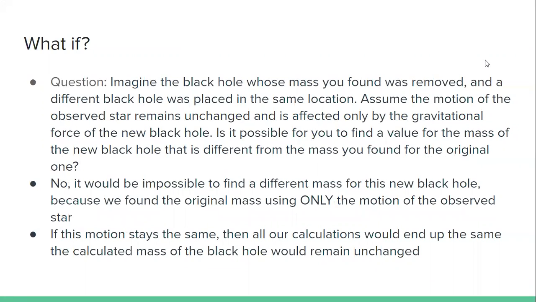For the "what if" question for this lab, it was asking if the black hole was removed and a new black hole was placed, but the motion of the observed star remained unchanged, and it was only affected by the gravitational force of the new black hole, could we find a value for the mass of the new black hole? And the answer to this question is no, it would be impossible to find this mass because the original mass was calculated using only the motion of the observed star. We used no other data. So if the motion stays exactly the same, then all our calculations would end up being the same, and the calculated mass of the black hole would also remain unchanged.